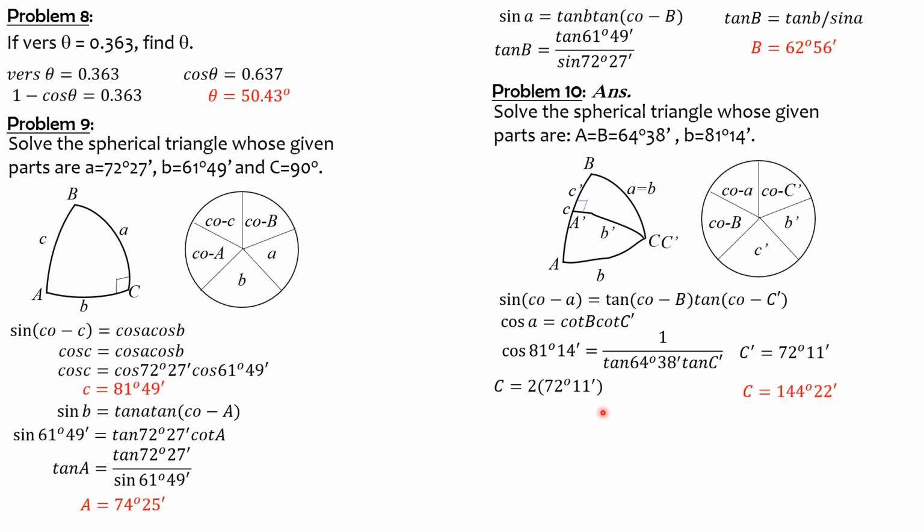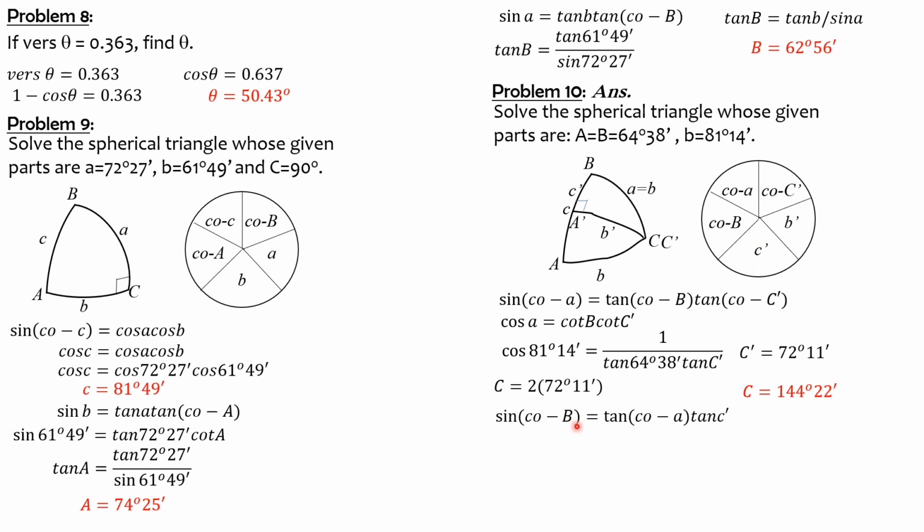Then we solve by computing C prime next, our next objective. So take note that these two elements are given. To involve C prime, considering these two givens here, let's use the sine of complement, the tan add rule again. Sine of complement of B is equal to tangent of complement of A times tangent of C prime. So sine of complement of angle B equals tangent of complement of A times tangent of C prime.